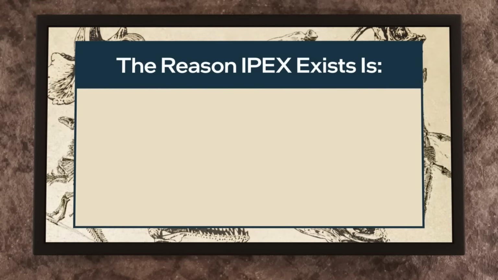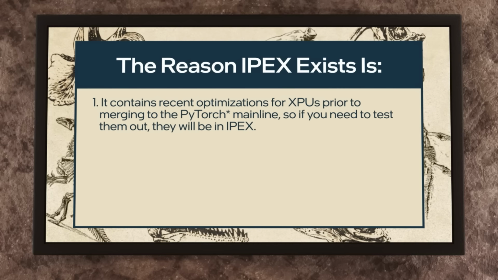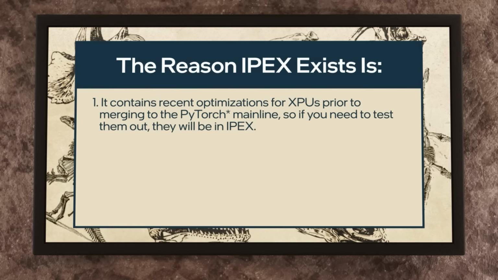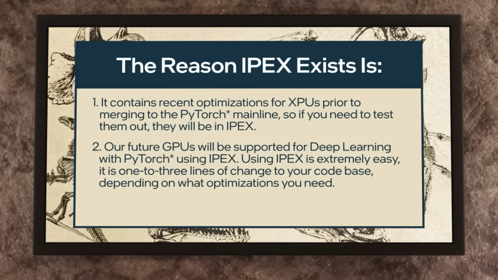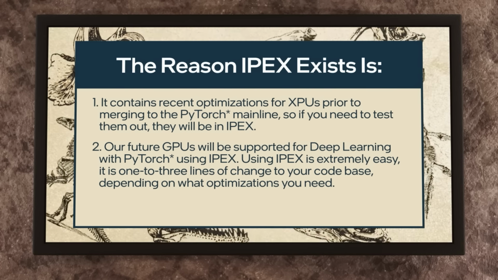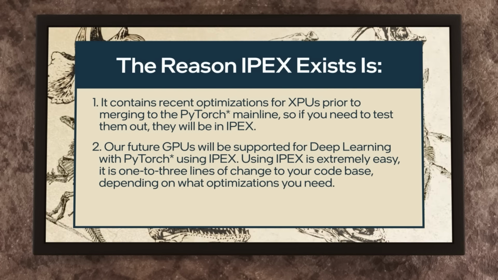The reason IPEX exists is, 1, it contains recent optimizations for XPUs prior to merging to the PyTorch mainline, so if you need to test them out, they will be in IPEX. 2, our future GPUs will be supported for deep learning with PyTorch using IPEX. Using IPEX is extremely easy. It is 1 to 3 lines of change to your code base, depending on what optimizations that you need.